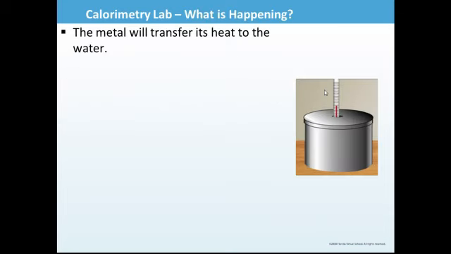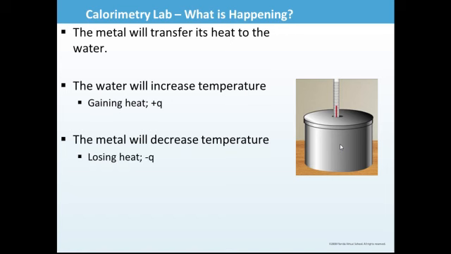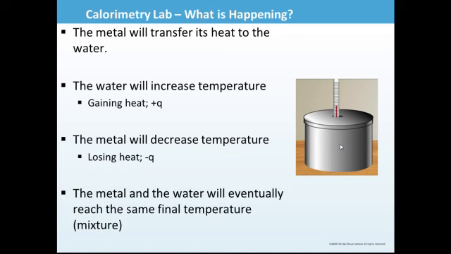The metal will transfer its heat to the water. Now remember, this is only in the calorimeter. The water is going to increase temperature, right? Because it starts off cool, you put a hot piece of metal in it, of course the water is going to increase a little. It's going to gain heat from the metal, therefore the water will have a positive Q. The metal is going to cool off, it's going to decrease temperature, because the metal was super hot when we put it in the calorimeter, and then it cools off because it's transferring its energy to the water. The metal is losing heat, so its value of Q is going to be negative. The metal and the water will eventually reach the same final temperature.